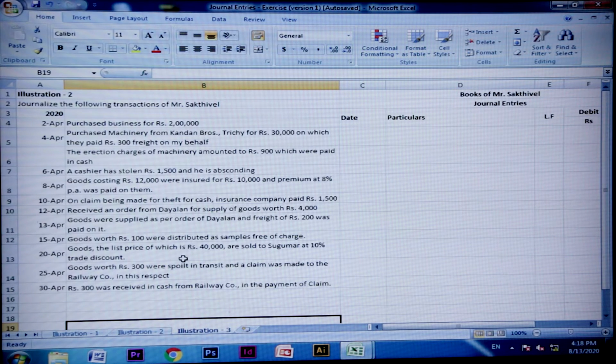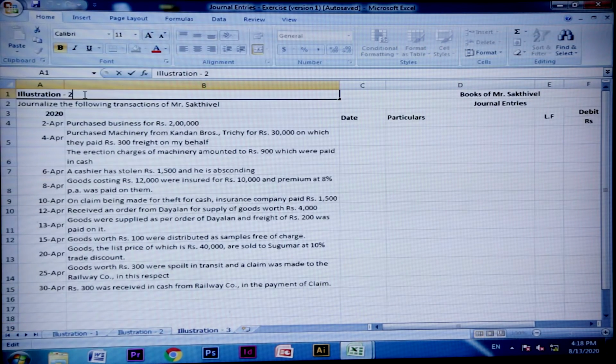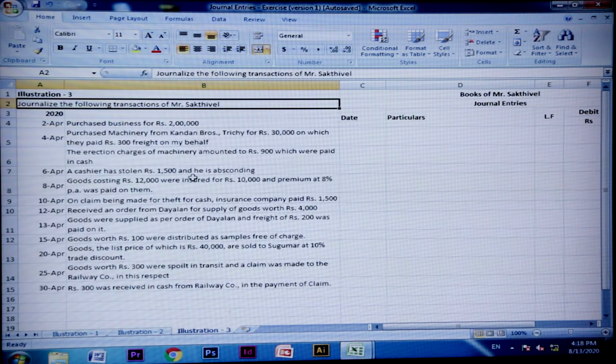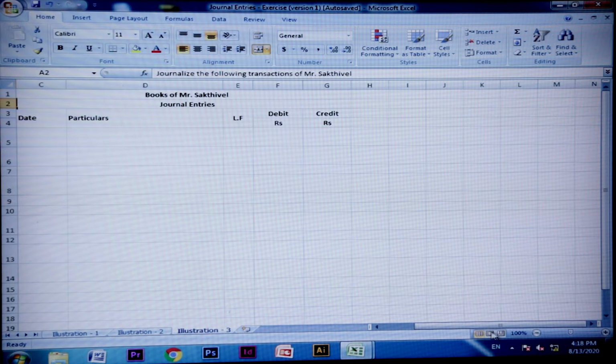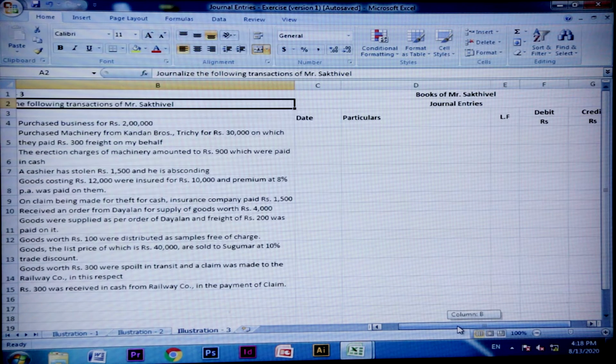Hope you have watched the introduction video for journal entries as well as illustration 1 and illustration 2. Now we are going to work out illustration 3 of this topic. So in illustration 3 we are going to journalize the transactions of Mr. Saktivel. So we are properly following the format for journal entries, which is a 5-column format.